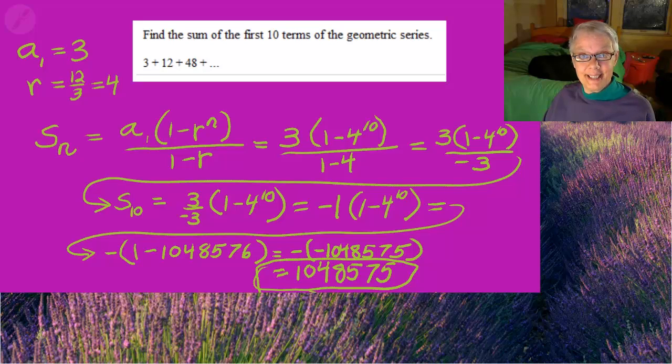Ta-da! We have now mastered geometric sequences. Easy formula, notice, the formula isn't too bad, but the numbers you get are terrible.